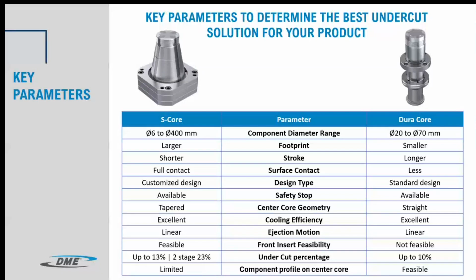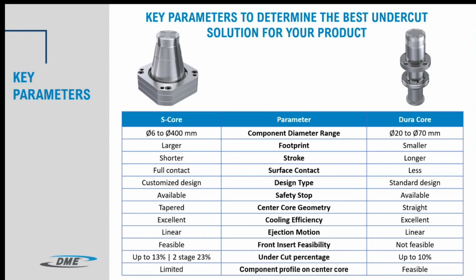Undercut percentage, this is a pretty significant difference between the two. You can see the single stage S-Core can do undercuts up to 13%. We offer the S-Core in a two-stage, which does require an additional plate and additional mold movement, but we can go up to 23% undercut with the two-stage, where the DuraCore is only available up to a 10% undercut. And I should say that in all cases, those undercut percentages are going to be completely dependent on the part geometry, the length of the undercut, and that ratio between collapse and that length.